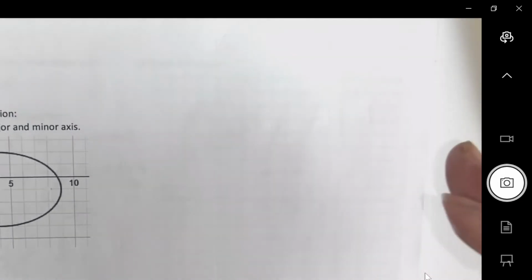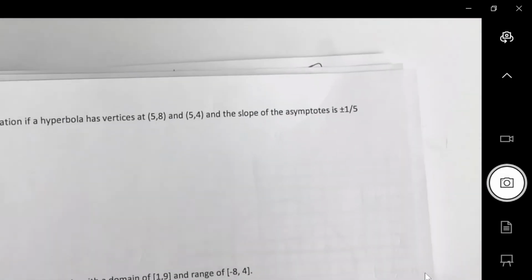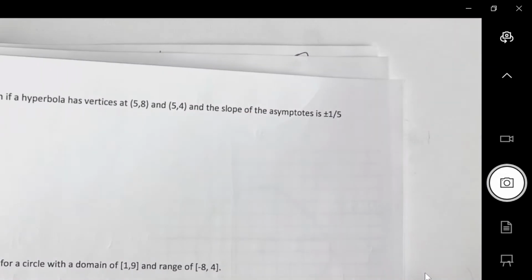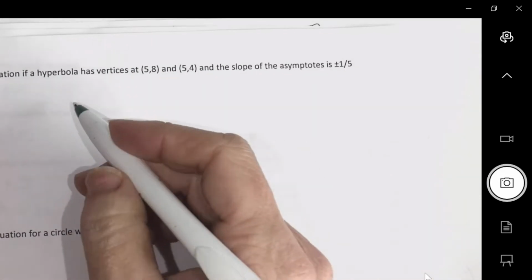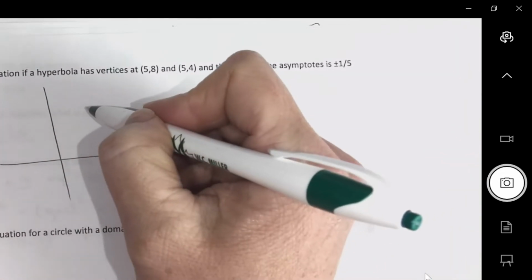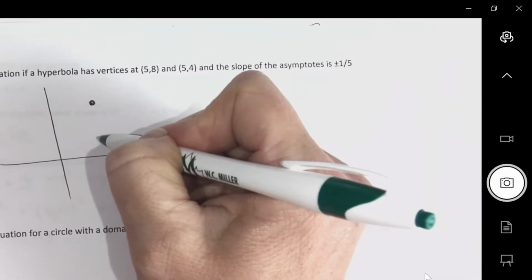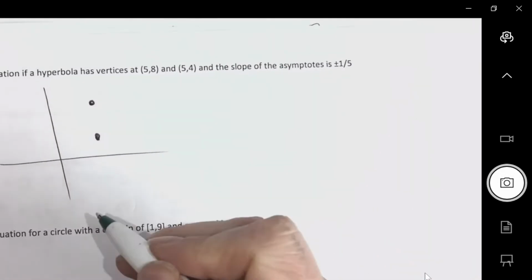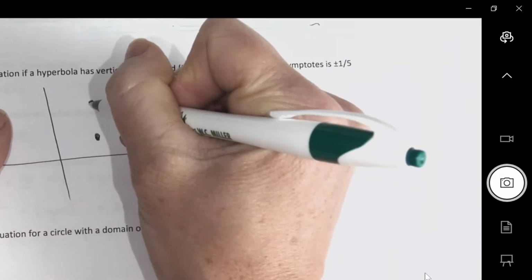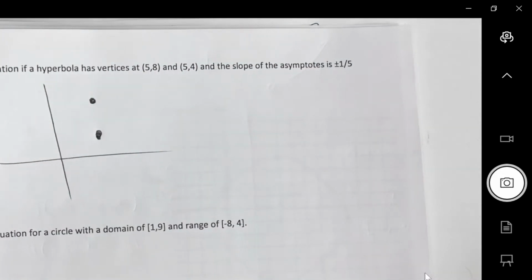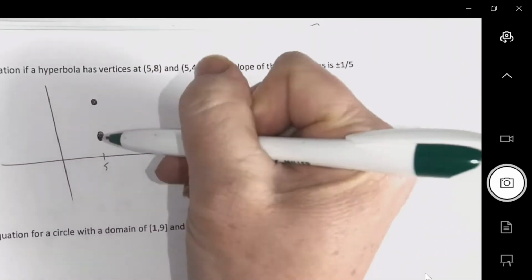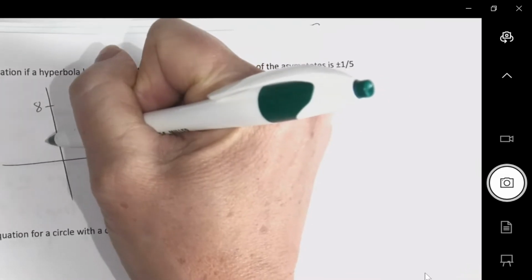Okay, make an equation. We have a hyperbola. The vertices are 5, 8, and 5, 4. So the vertices are 5, 8, and 5, 4.